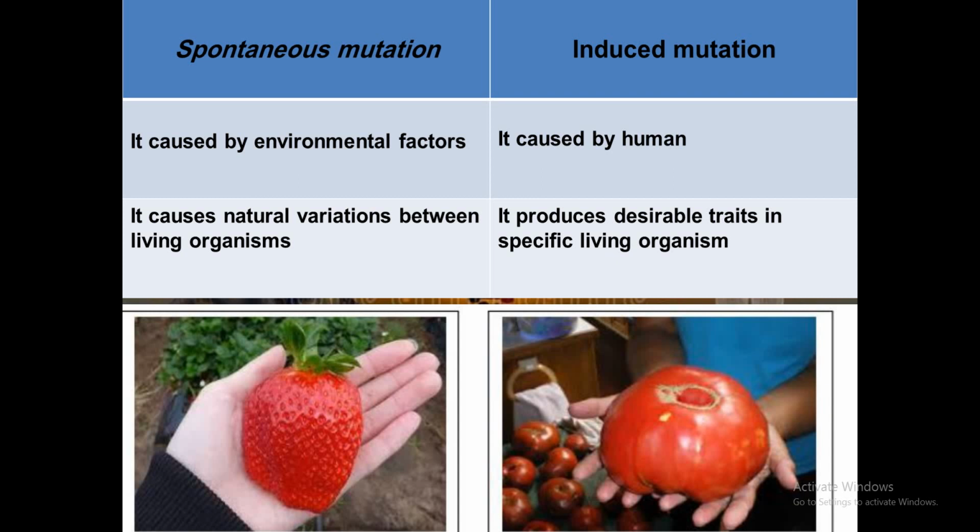Okay. Spontaneous mutation and induced mutation. Spontaneous mutation? It's caused by environmental factors. Excellent. It's spontaneous, so it's natural. It causes natural variation between living organisms. But induced mutation is caused by humans, so it produces desirable traits in a specific living organism, as shown in this tomato. This is what is meant by mutation.